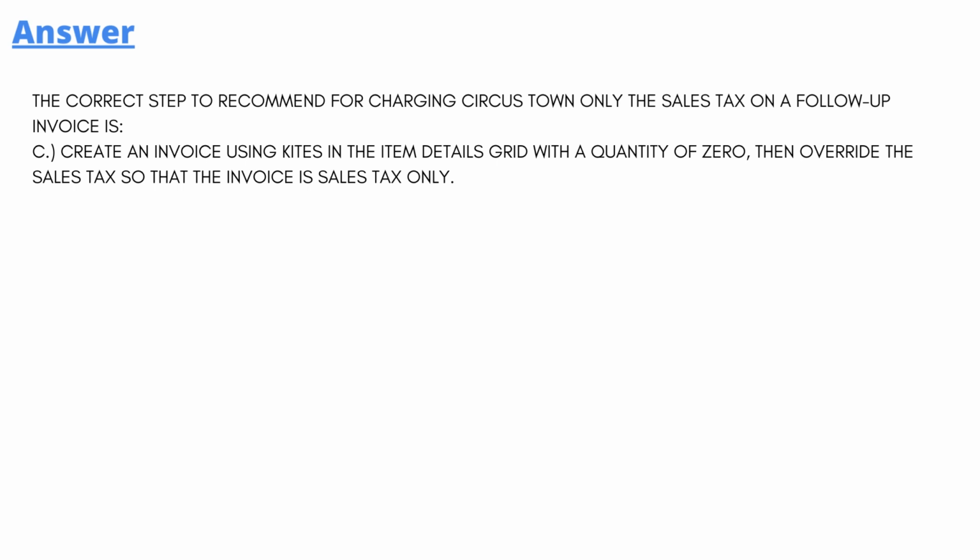So the correct step recommended for charging Circus Town only the sales tax on a follow-up invoice is option C: create an invoice using kites in the item details grid with a quantity of 0, then override the sales tax so that the invoice is sales tax only. So that's the correct answer.